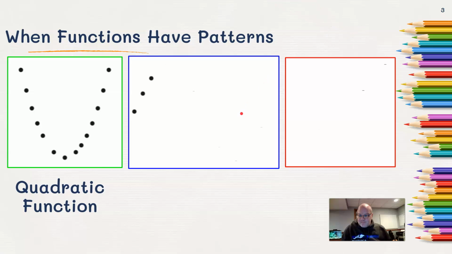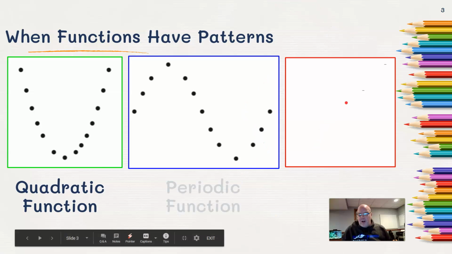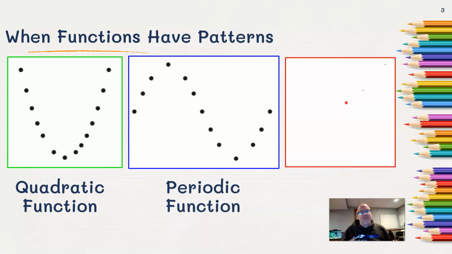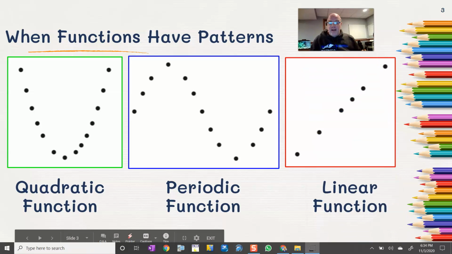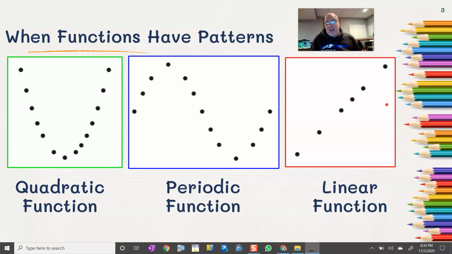Here's another pattern. This pattern is called a periodic function because it fluctuates up and down, and then eventually it comes back to its starting point. So these are special types of functions as well, called periodic functions. A lot of times we use trigonometry, like sine, cosine, and tangent, to represent these types of periodic functions. The function we're going to be studying next is what we call a linear function. Now, these linear functions simply just make a straight line, but it is a pattern nonetheless.